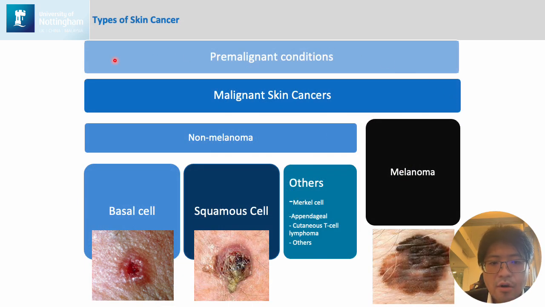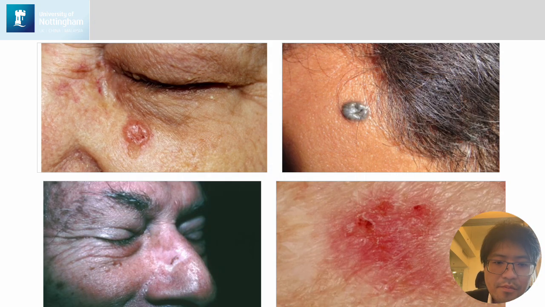So this is just an overview. What we will cover are basal cell carcinoma, squamous cell carcinoma, and melanoma. There are other rarer types of skin cancer which are beyond the scope of this talk today. Okay, so let's start with basal cell carcinoma.